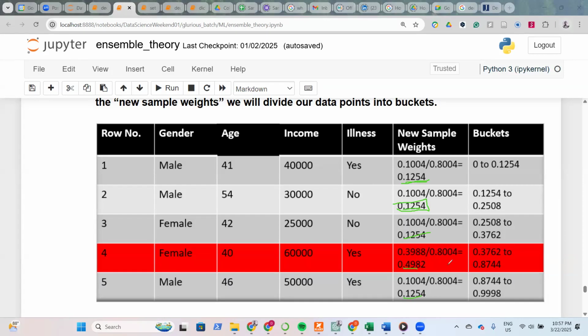This will be the new weight. I'm just leaving this formula here so that you see what will happen before you add that value. Now, the next thing is that you need to create buckets. So your first bucket will be from 0 to the first value.